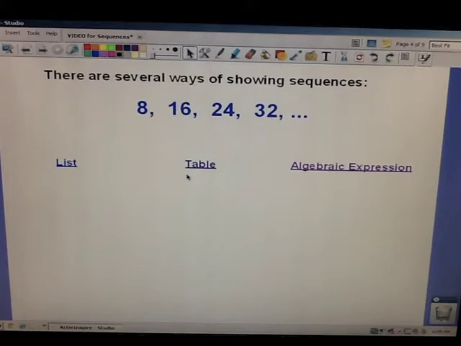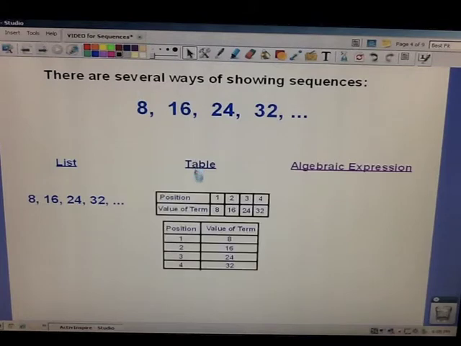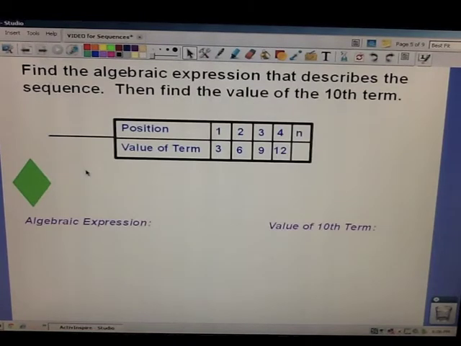There are several ways of showing sequences. One way is to list the terms of the sequence. Another way is to show them in a table. We have a horizontal table and we have a vertical table. Then a third way is with an algebraic expression. Using an algebraic expression, we can create a table of our own or a list of our own. There's also coordinate graphing, which I don't have here, but you can also use the points on a graph to create a table or a list. Today we're going to be working with finding algebraic expressions from sequences that are in a table.